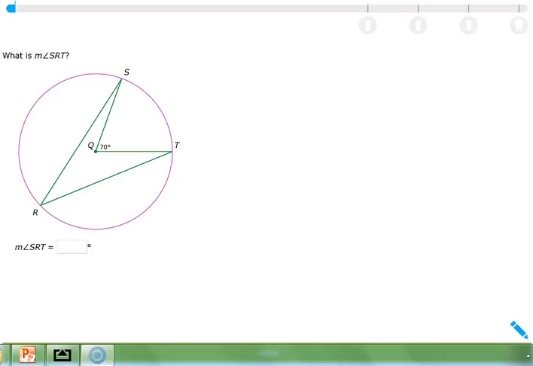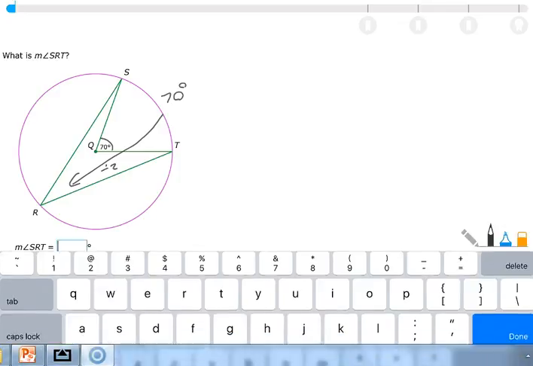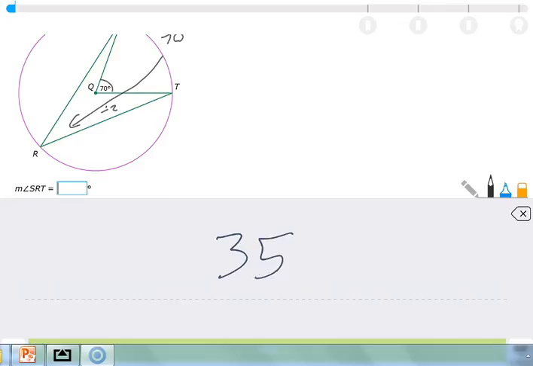In this one, it says what's SRT. So we know the central angle is 70, which means this arc is 70 degrees. And so for the inscribed angle, we divide that by 2, and we get half of 70, or 35 degrees.